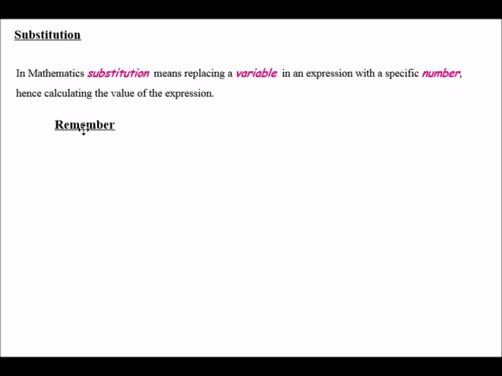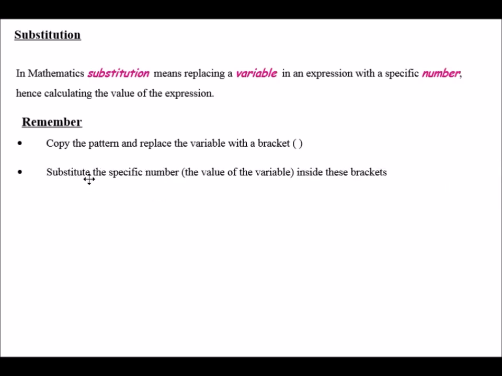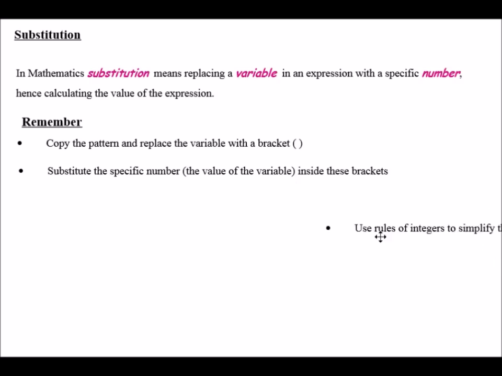What I suggest you do is you go and learn this. Remember, you copy the pattern. So the first step is to copy the pattern and replace the variable with a bracket. You're then going to substitute the specific number, which is the value of the variable. You're going to put it inside each of the brackets. And then you're going to use rules of integers to simplify the expression or the expressions.